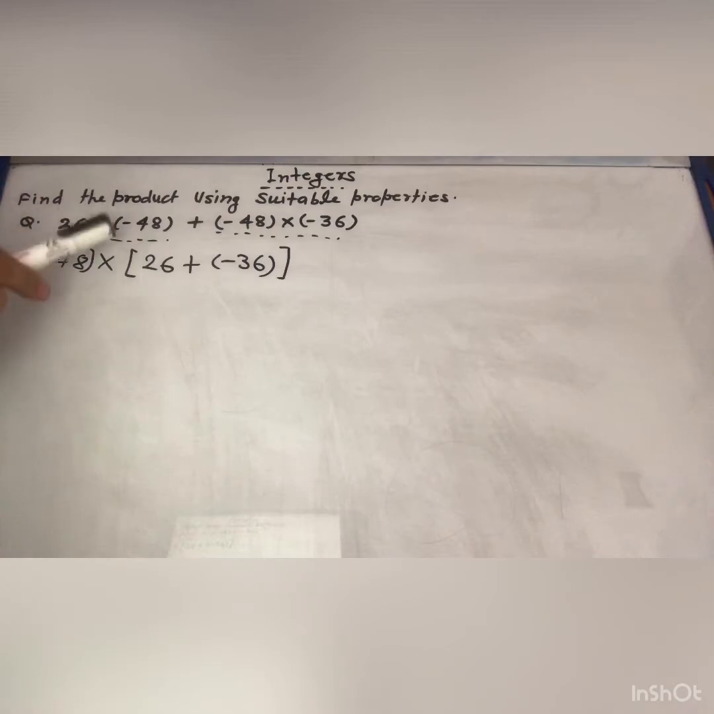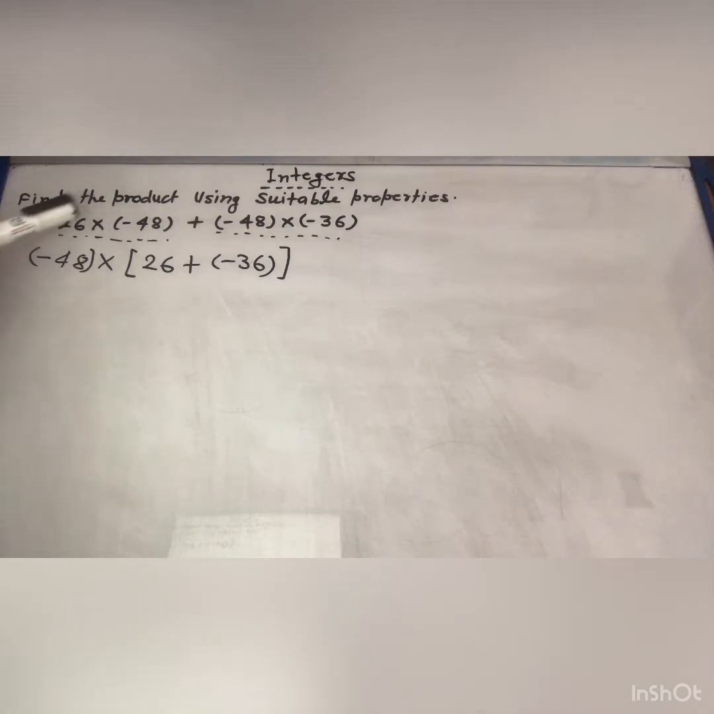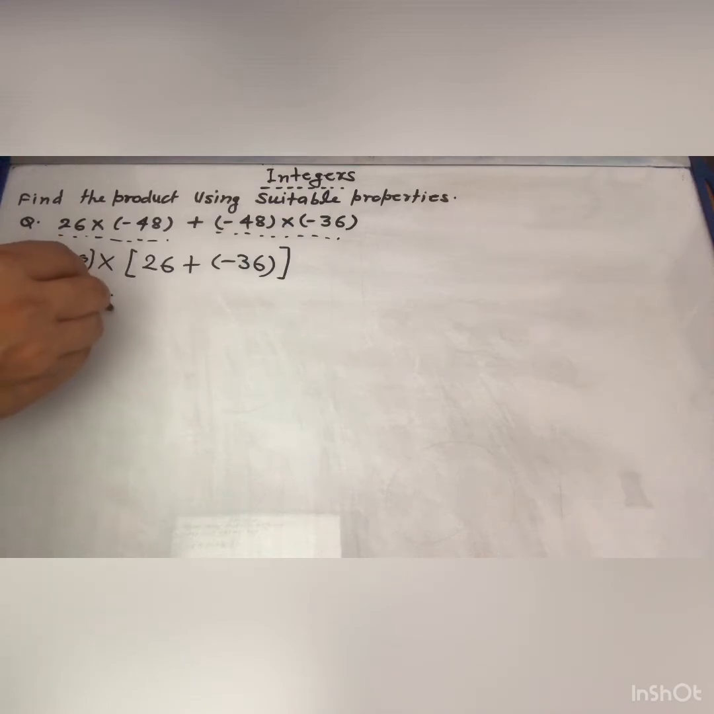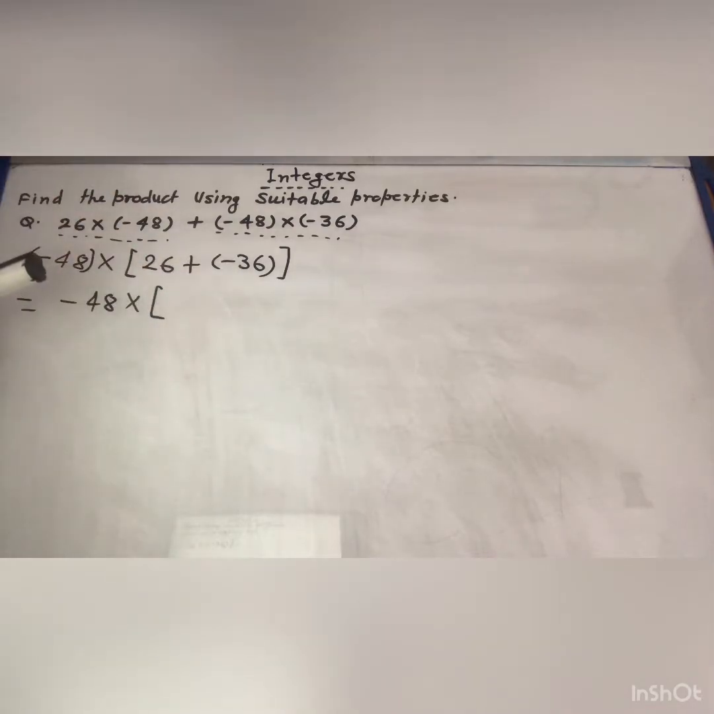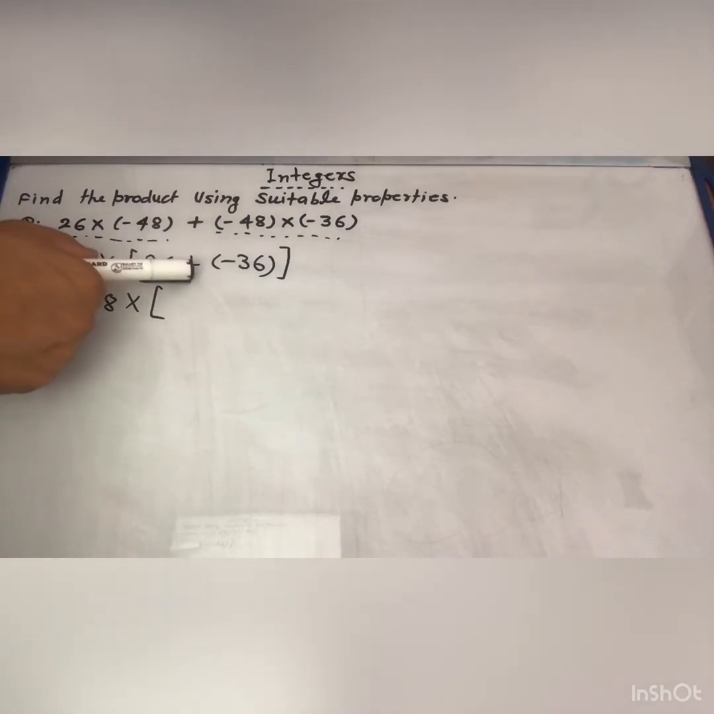Means if a number is present in both terms, or more terms, then you take it out, and this take-out process is known as taking common. So we have to take minus 48 as common. Now the remaining things are 26 in the first term and minus 36 in the second term. After that, minus 48 you will write the same, and you will add these integers. So dear, this is 26 and this is minus 36, and plus is also present here.